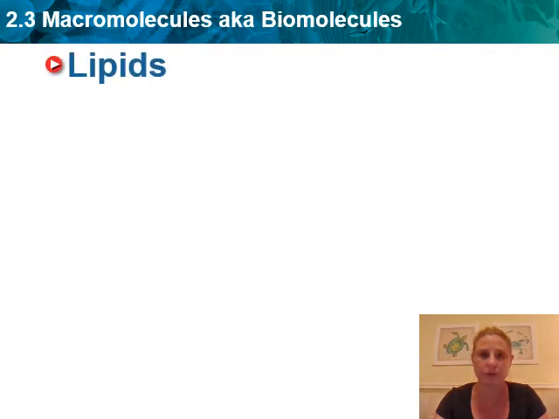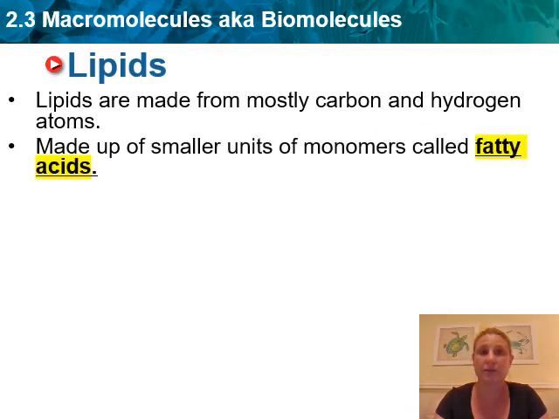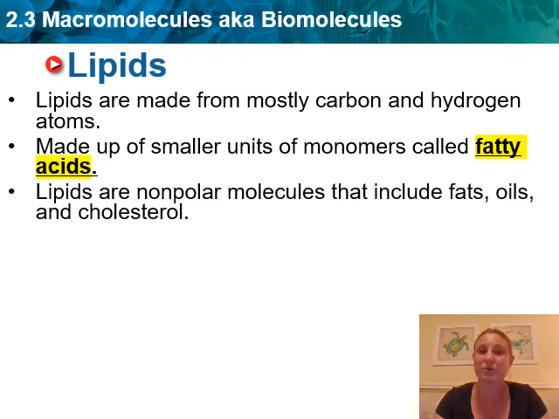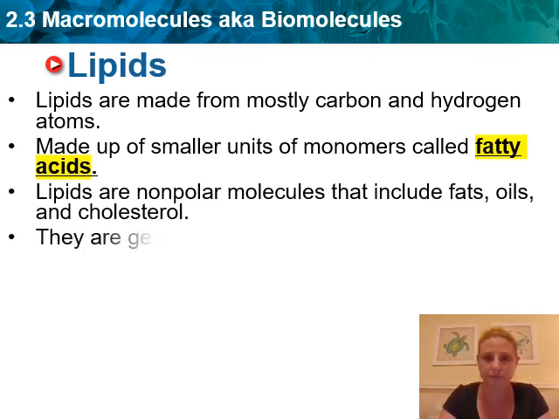Lipids. Okay, you know what a lipid is. I'm going to explain it a little further. So lipids are made of mostly carbon and hydrogen atoms, and they're made up of smaller monomers. Remember those little pieces, those little monomers. We have a special name for them called fatty acids. Okay, and here's some examples. Lipids are nonpolar molecules that include fats, oils, and cholesterol, all right? So lipids are really just fats and oils, all right? And just know that they're made up of small units. If you can remember their fats, they're made up of small units called fatty acids.